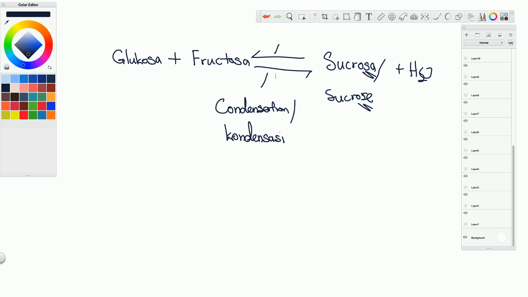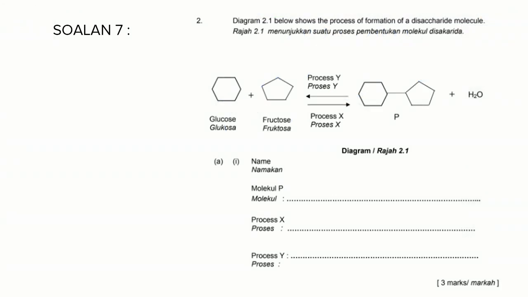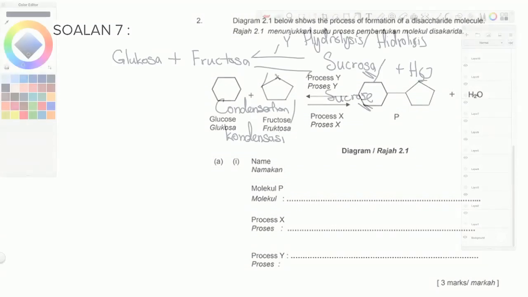Yang atas ini proses X. Proses Y pula ialah hydrolysis. Tengok soalan dulu. Yang pertama, kamu kena namakan molekul P. Jadi molekul P jawapan ialah sukrosa, sucrose in English. Proses X. Kalau glucose campur dengan fructose, when two monosaccharides, dua molekul monosakarida bergabung membentuk satu disakarida, ini dinamakan proses kondensasi. Jadi untuk proses X ialah kondensasi, di mana kondensasi is from small size molecule to the big size one.